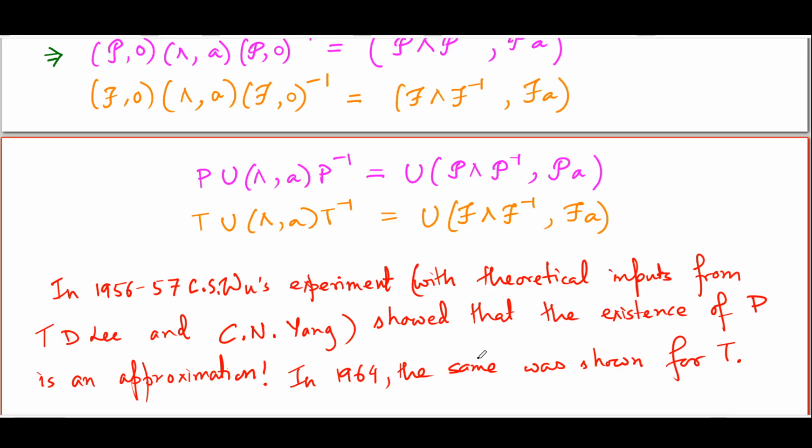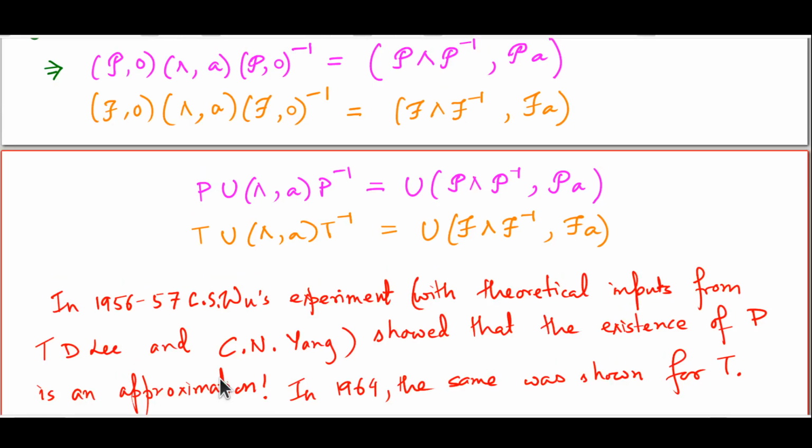So, the existence of the operator capital T is also now known not to be an exact result for all systems, but only approximately valid in the world at large. Be that as it may, in the rest of this section, we are going to assume that such operators capital P and capital T actually exist, and the composition rule P U(Λ, a) P⁻¹ is given by U(𝒫Λ𝒫⁻¹, 𝒫a), and a corresponding similar rule for capital T, both work. Now, let us explore the consequences of this happening.